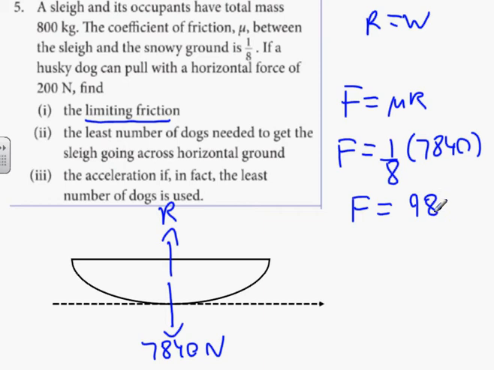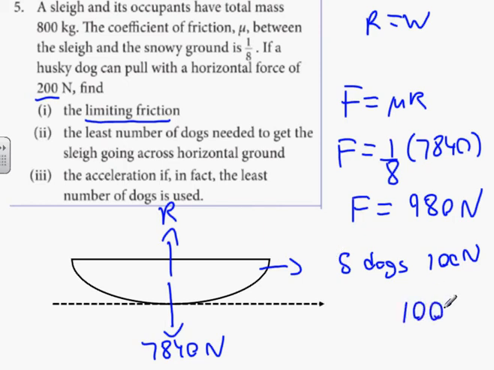All right, this is question 5. Yes, it's 980 newtons. Now, the least number of dogs needed to get the sleigh going across horizontal ground. How many dogs do we need if they work at 200 newtons each? 5 of them. 5 dogs will get me 1,000 newtons, which is just enough to start pulling it along. And how many newtons would be left over? It's 1,000 newtons in total, so you have 20 newtons over, going directly to the right.